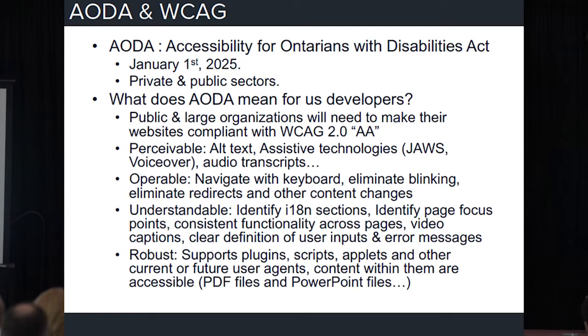You need to identify page focus points, and one of the tools that we use for that was the Bootstrap Accessibility plugin. It's very, very good with these focus points. You have to look at having consistent functionality across pages. You don't want users to have to relearn every page that they're navigating to. You need to provide video captions and a clear definition of user inputs and error messages. Imagine a user that has filled out a 30-input form, and all of a sudden they have an error. They can't submit it, and it doesn't tell them which input has an error. Where do they find it if they can't see it?